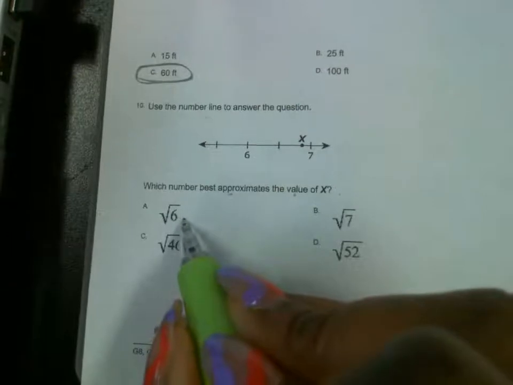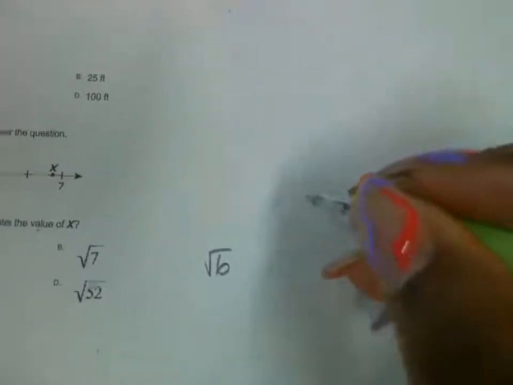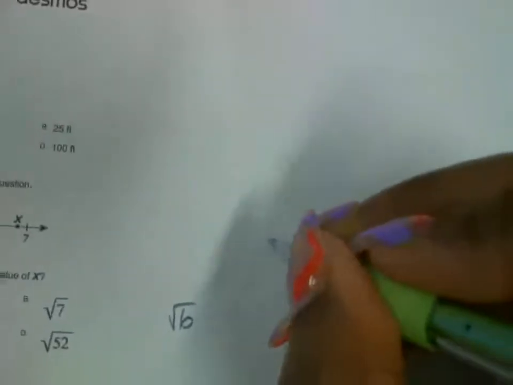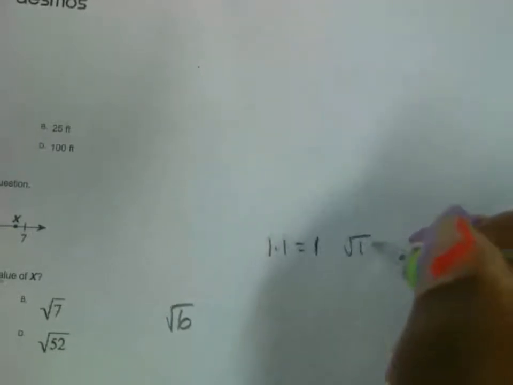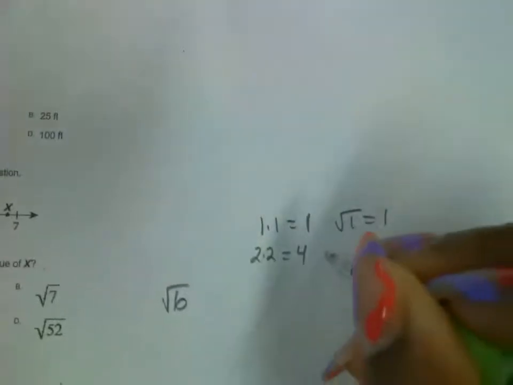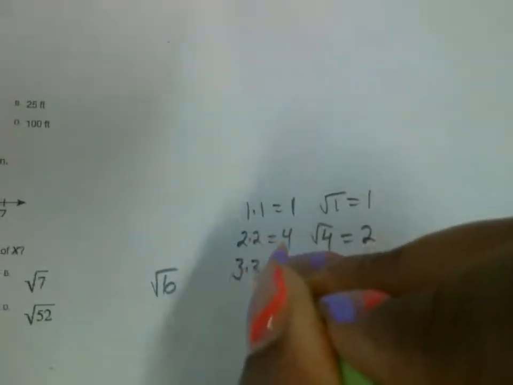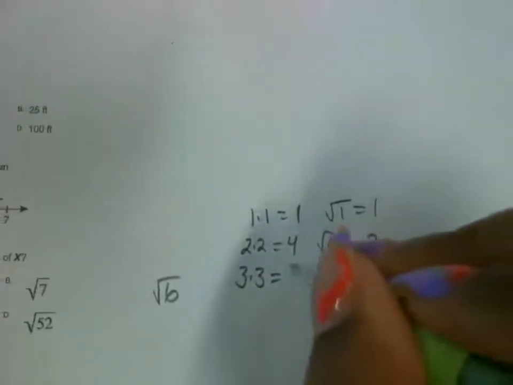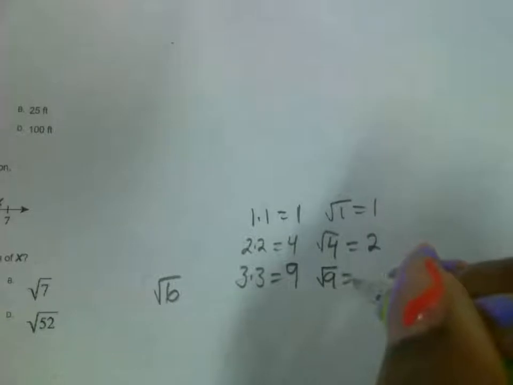What perfect squares is the square root of 6 in between? And this is how you have to think about this. These are all perfect squares. So then list your perfect squares. We got 1 times 1 is 1, so the square root of 1 is equal to 1. We got 2 times 2 is 4, so the square root of 4 is equal to 2. We got 3 times 3. We're making the perfect squares like we did before. It's 9. So the square root of 9 is 3.